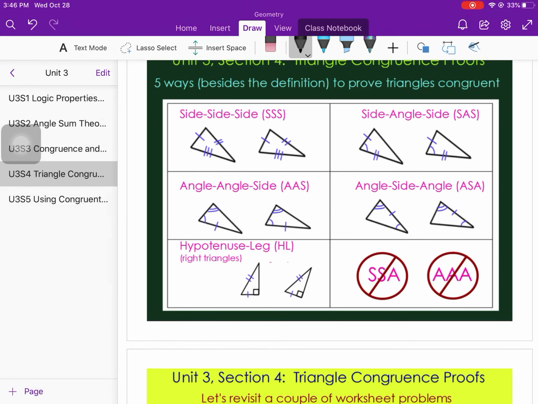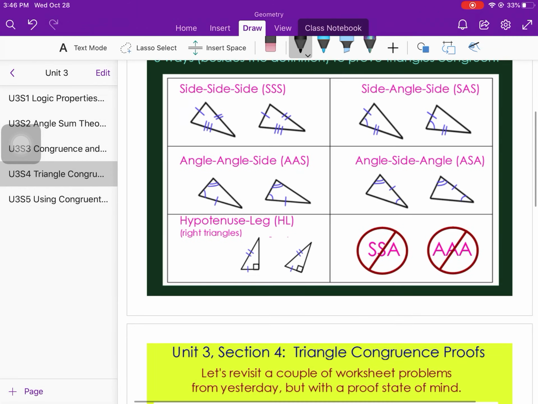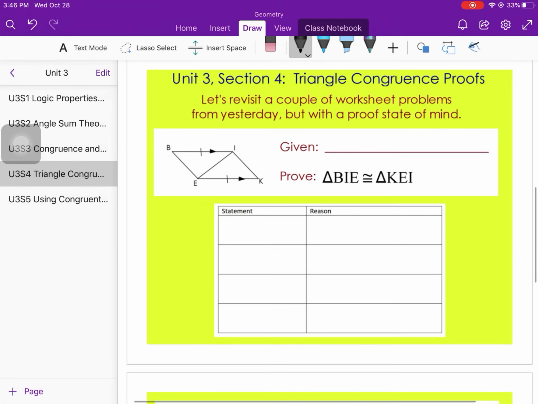So remember, side-side-side, side-angle-side, angle-side-angle, and hypotenuse-leg are the 5 ones that we're going to use. We are not going to use SSA or AAA. Those are not shortcuts. Okay, so let's look at our diagram here.